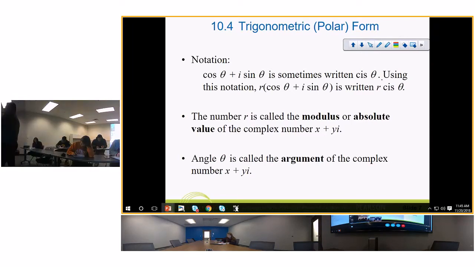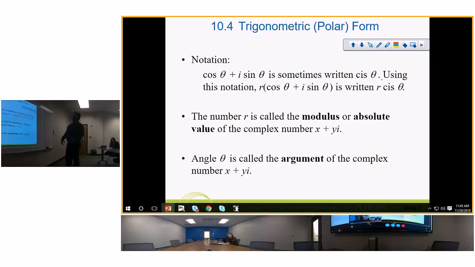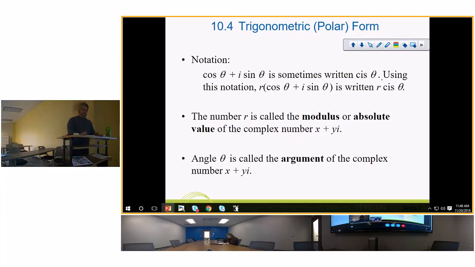Now here is where they take cosine plus i sine and they write it as cis. Instead of writing all that out, they just change it to cis. So if you ever see cis theta, that means basically that right there, okay? The number is called the modulus or absolute value, and the angle is called the argument. I rarely ever see that, okay? You might see it in your homework, but I doubt very seriously I'm going to call any of those on a test.